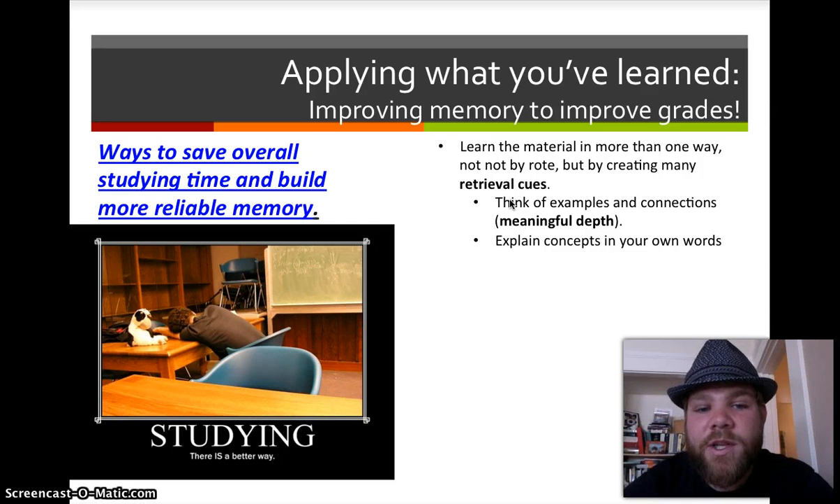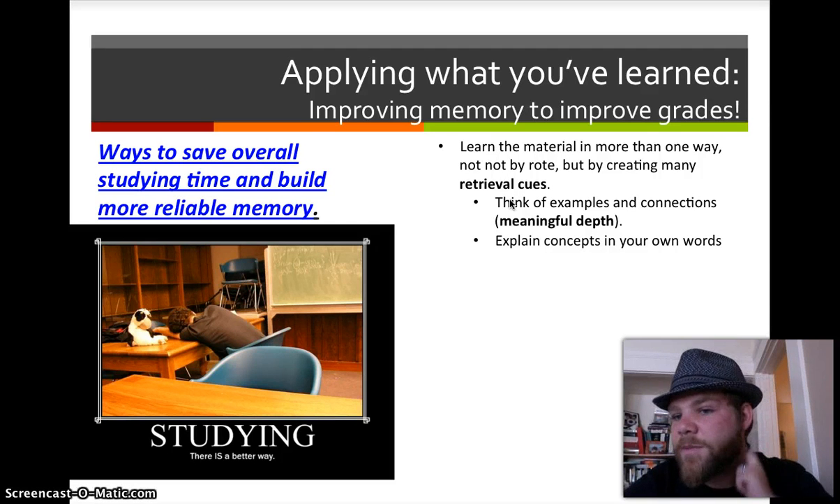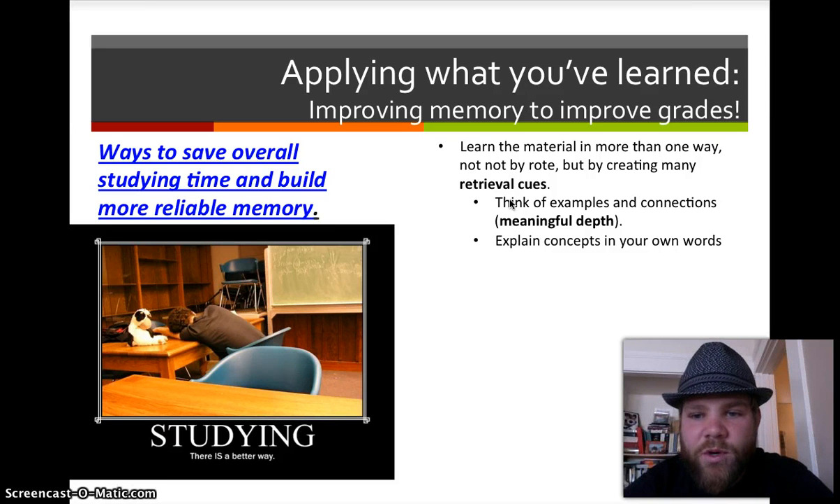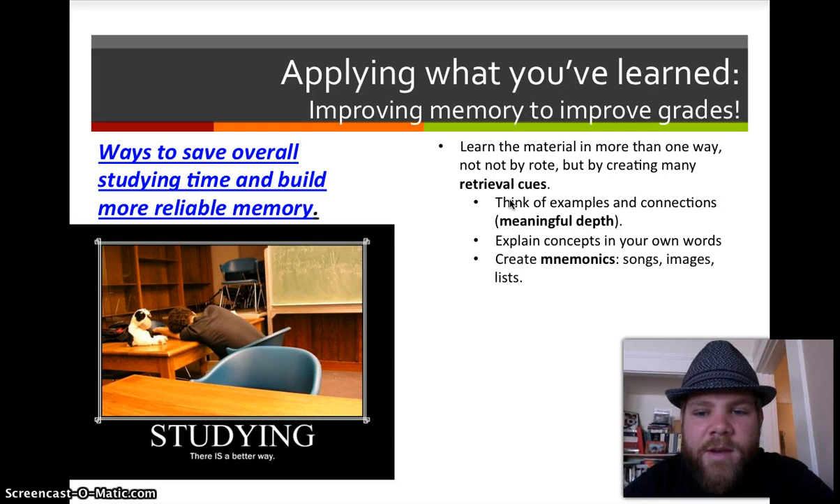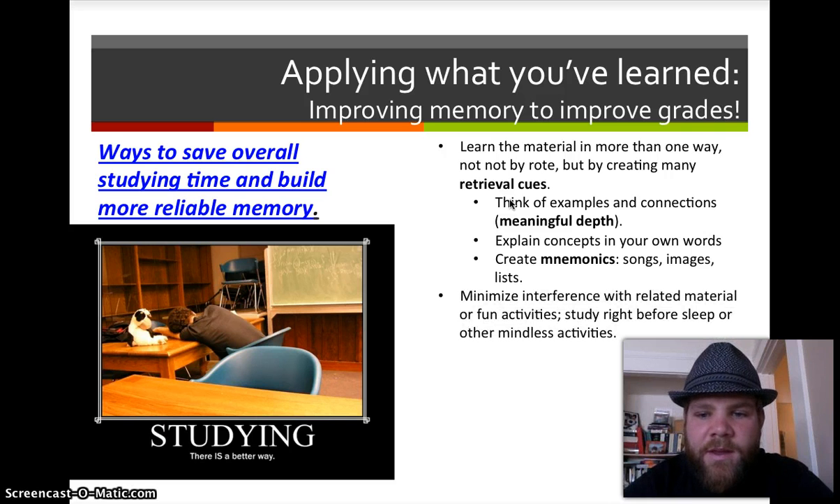If you're just regurgitating a concept that you read in the book, that's all it's going to be, is just memorization of words. The meaning will be lost on you. So please try to get these concepts into your own words. Create mnemonics, songs, images, lists, anything that can help you associate these ideas with something that will allow it to be retrieved easier.